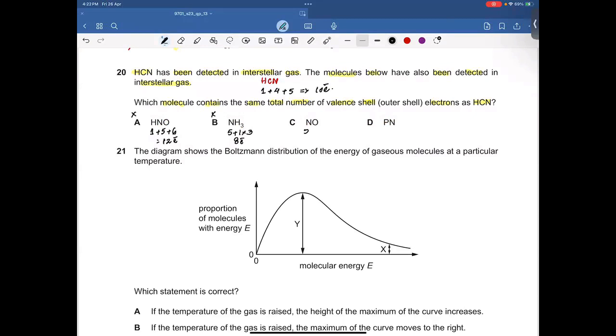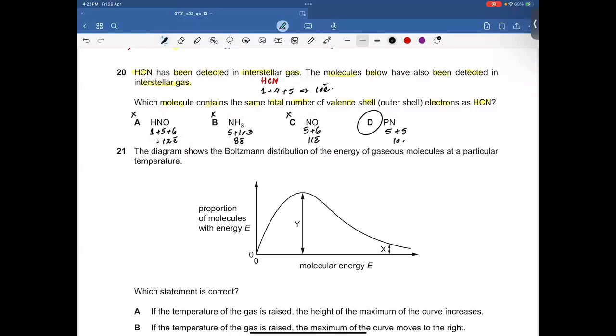Nitrogen has 5 valence electrons. Oxygen has 6 valence electrons. So obviously, it's going to be 11 valence electrons in total. So option C is also incorrect. Ultimately, D is going to be the right answer, but let me give you the explanation. Phosphorus belongs to group 15, so it has 5 valence electrons. Nitrogen also belongs to group 15, so it has 5 valence electrons.